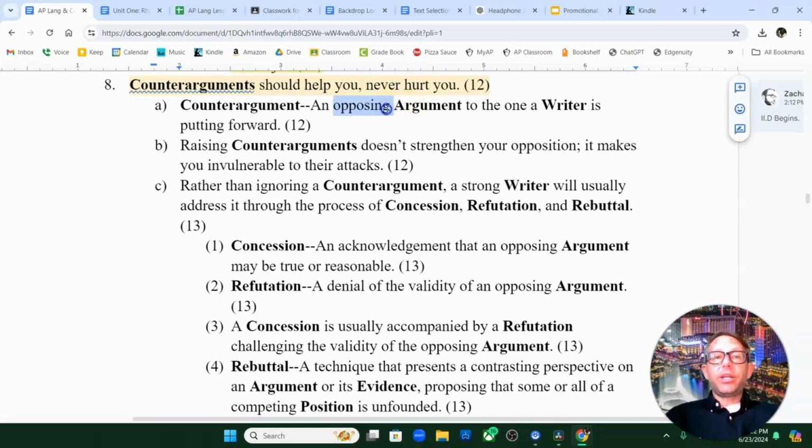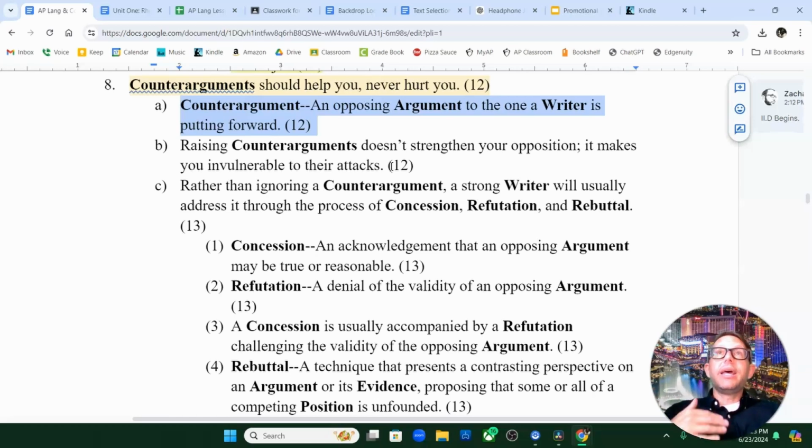So first off, what exactly are we talking about in this case? Well, a counterargument is an opposing argument to the one a writer is putting forward. So whenever you're proving something, you have to understand that, okay, well, there's another side to this argument, and that other side of the argument has different reasons for believing their particular perspective. Well, when you're writing a counterargument, you're anticipating that. You're saying, I know that the opposition is going to be saying X, so that's why I'm going to be saying Y in rebuttal to that. And so that's how counterarguments function.